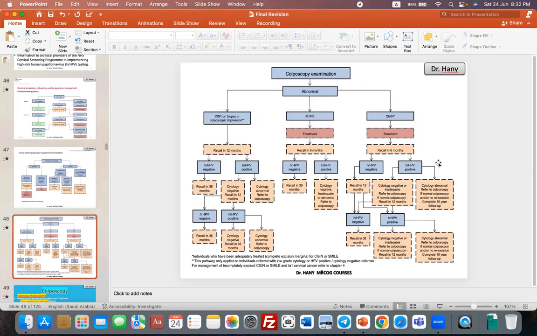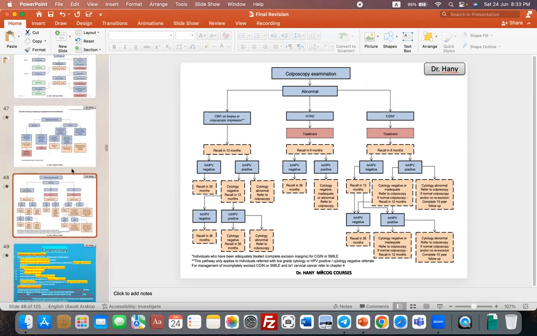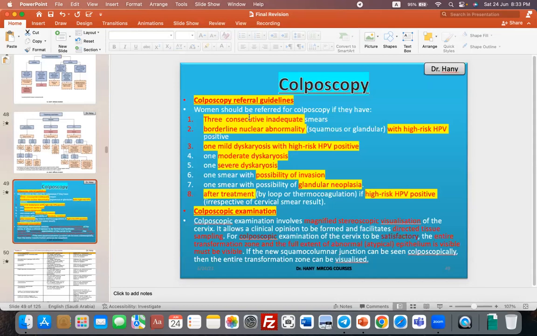Positive, colposcopy, any abnormalities, annual follow-up for 10 years. Or re-excision. If it is CGIN, cytology abnormal, referral to colposcopy. If not done before, if the patient had no re-excision, she will not have a cone, so complete follow-up. Follow-up by what? Human papillomavirus. And this is the colposcopy referral.